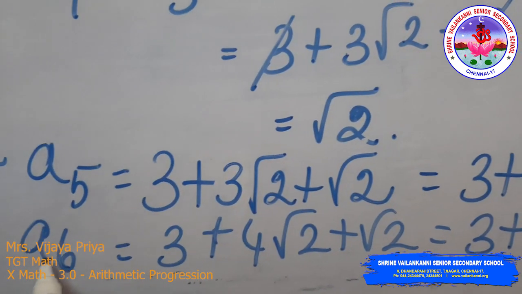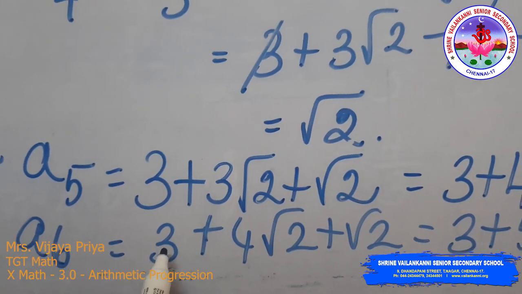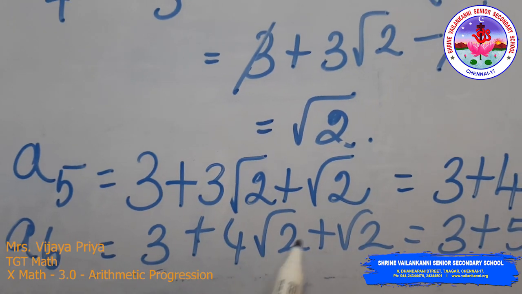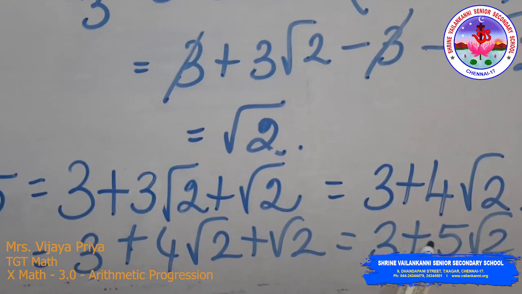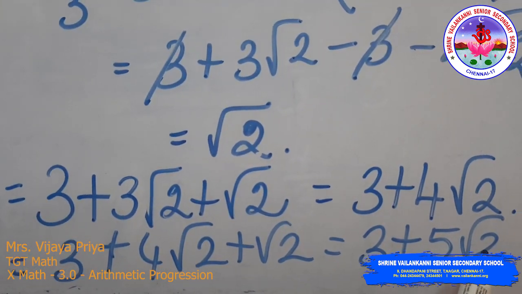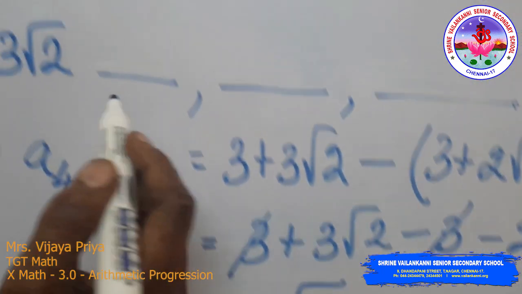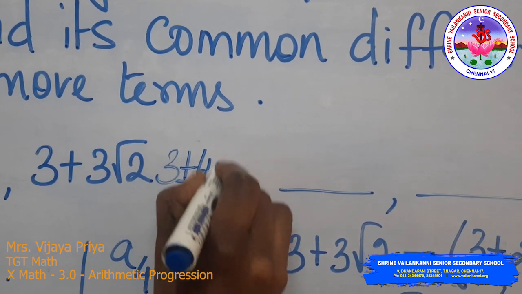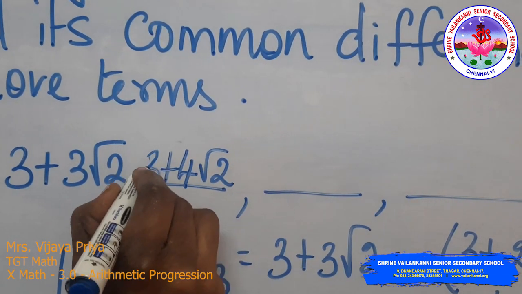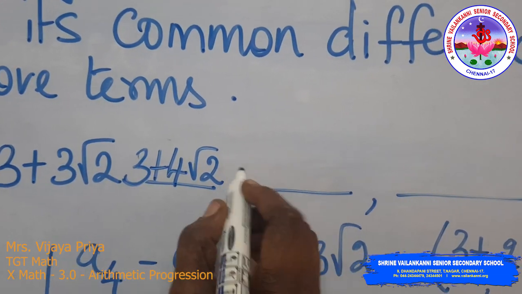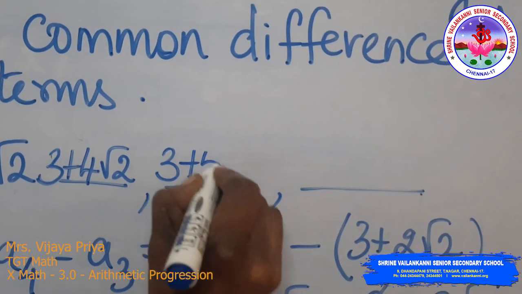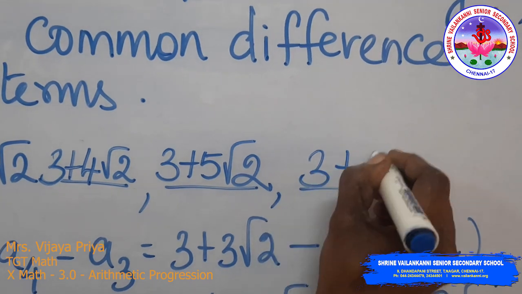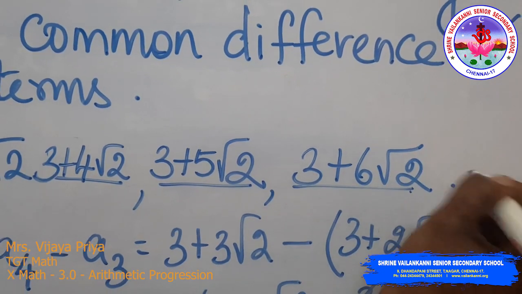Similarly, the sixth term can be obtained by adding root 2 with the fifth term. 3 plus 4 root 2 plus root 2 is equal to 3 plus 5 root 2. So I am going to write here where my a5 is 3 plus 4 root 2 and the sixth term is 3 plus 5 root 2. Similarly, your seventh term will be 3 plus 6 root 2. Thank you.